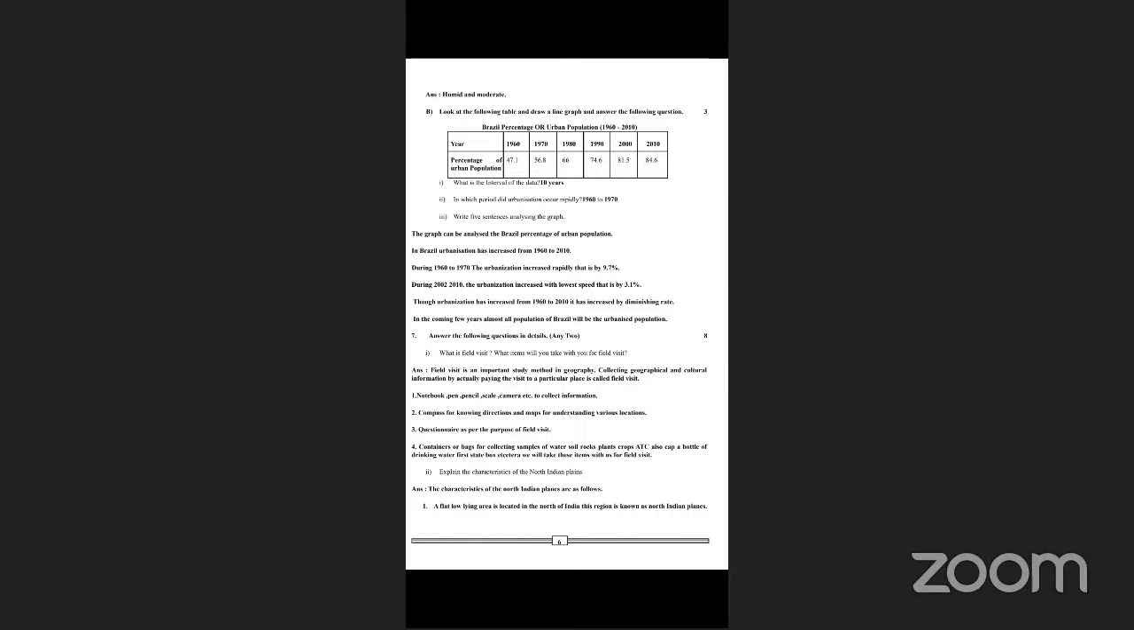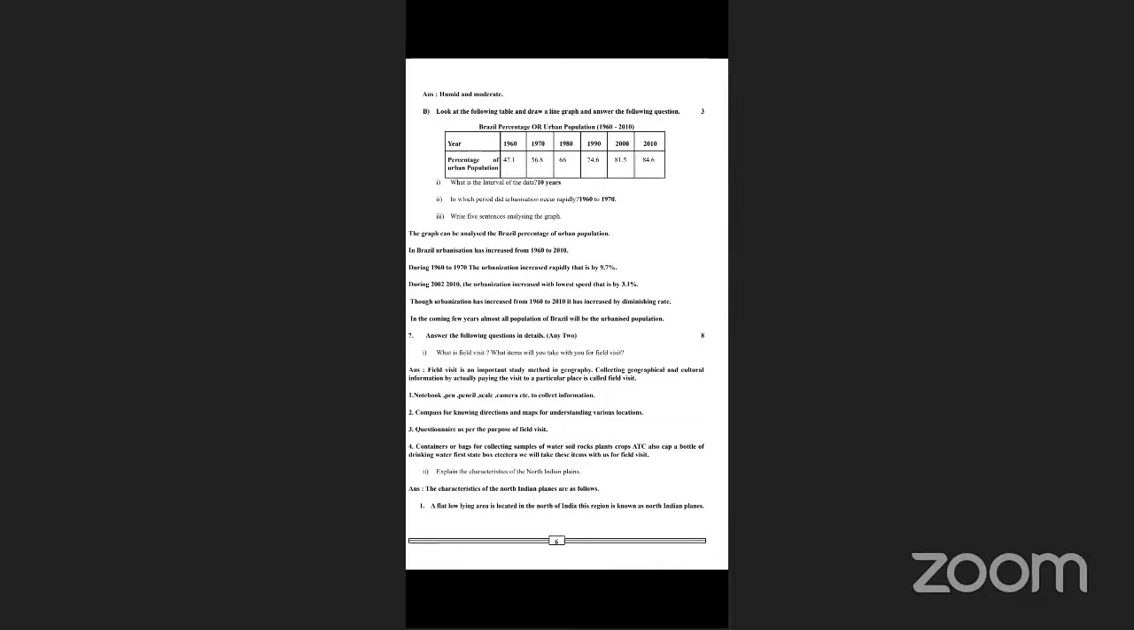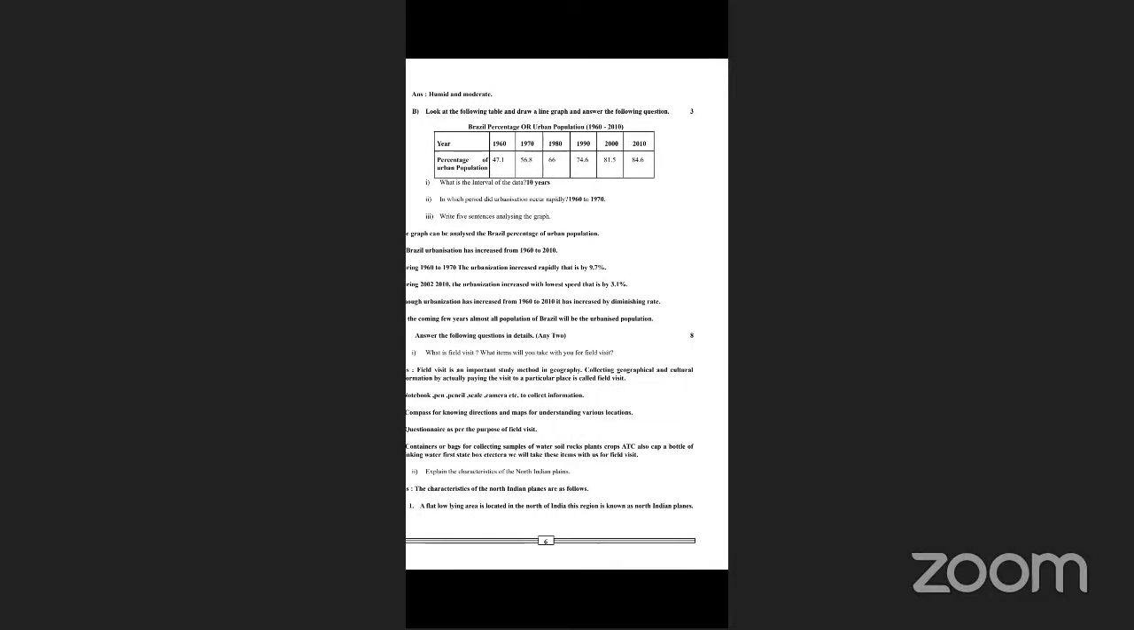If you write like that, then you get the complete 4 marks. I repeat, 1.5 marks for the term, what is a field visit. And for items, you have to consider 2.5 marks. I repeat, 1.5 marks for term and 2.5 marks for items. So collectively, it should be 4 marks.